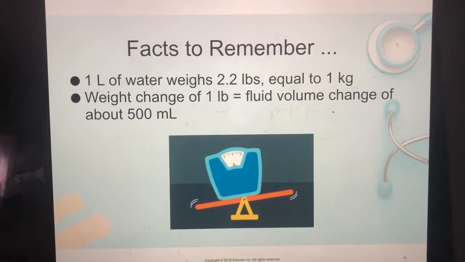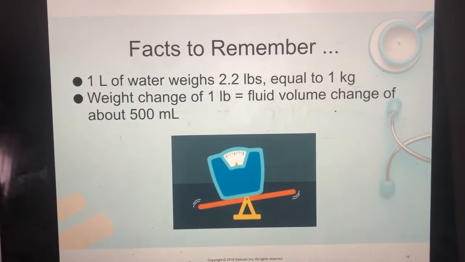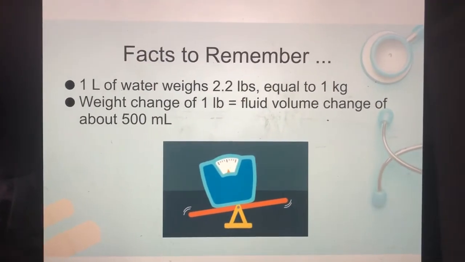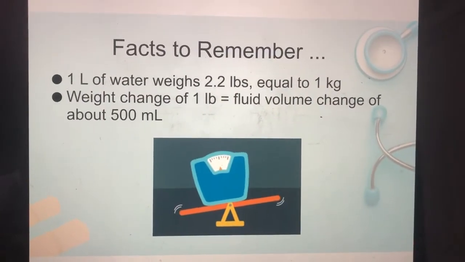So just some facts to remember. A liter of water weighs about 2.2 pounds, which is equal to 1 kilogram. So weight change of 1 pound equals a fluid volume change of about 500 mLs.